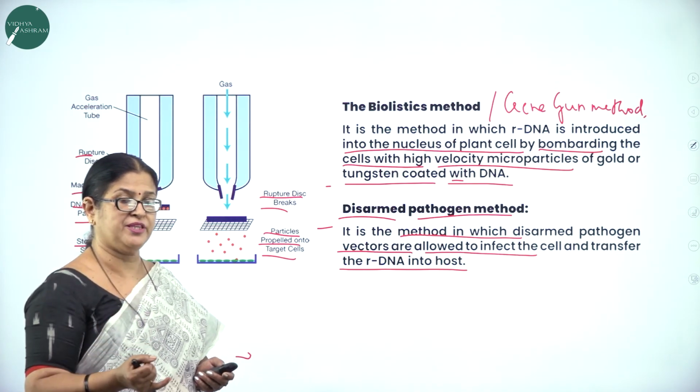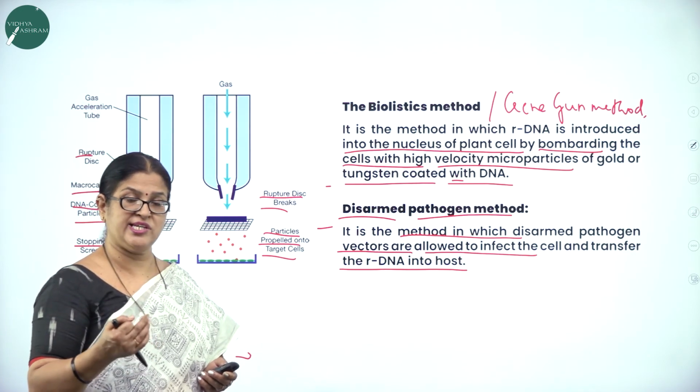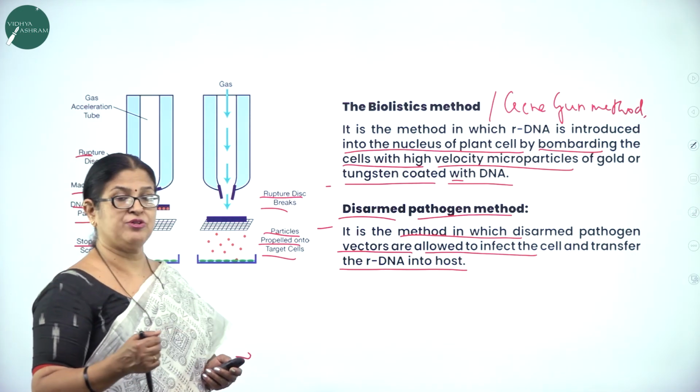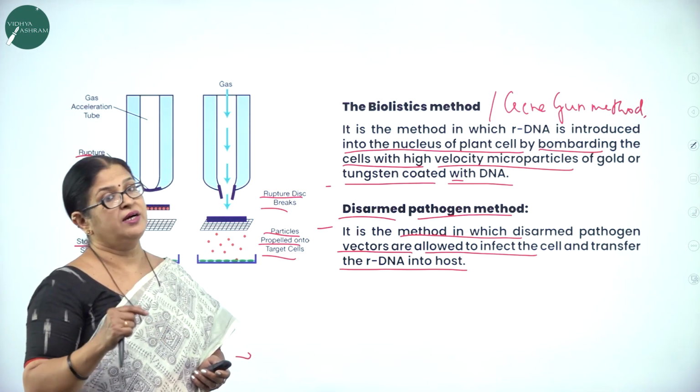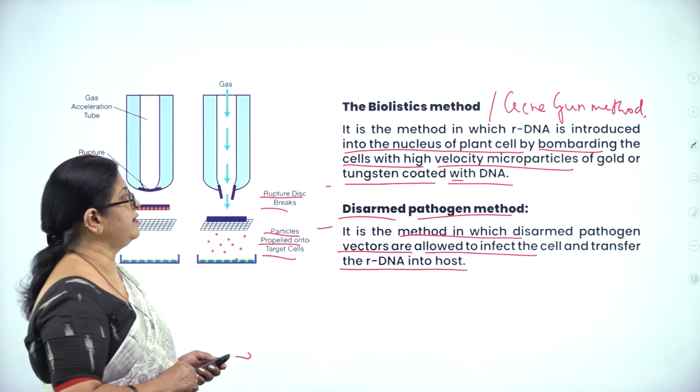One is heat shock method, microinjection method, biolistic method, which is also called as gene gun method, and disarmed pathogen methods are the methods that are implemented to introduce rDNA into the host cell.